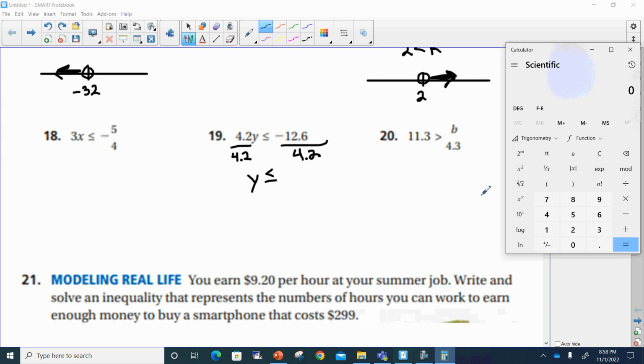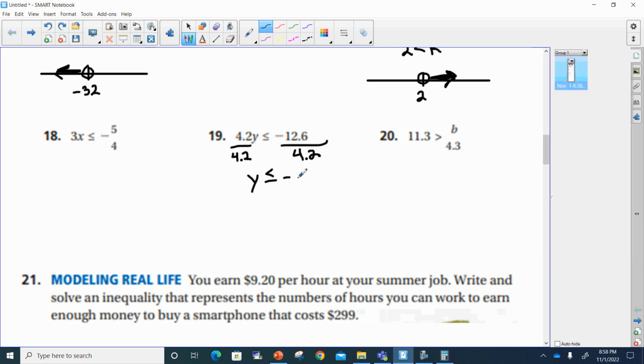I've got 12.6, and we're dividing it by 4.2. And that does give me 3. And a negative divided by a positive is a negative. So this would be a negative 3. Okay, that tells me, when I put my line here, I'll have a negative 3, and y is smaller than or equal, so that's going to be a dot, not a circle. And since it is smaller, I'm going to point to all the numbers going smaller than it.